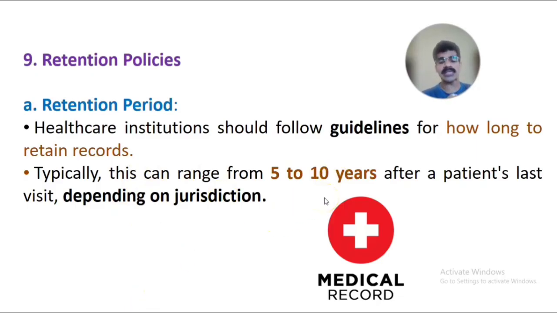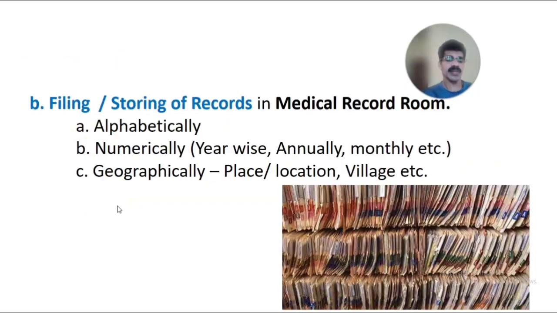Usually a patient health record may be retained for 5 to 10 years after a patient's last visit or discharge from the particular organization, hospital, or healthcare agency, depending on the jurisdiction, the law or legislation. That is the retention period. So the hospital authority has to retain the patient records for that particular period. Under retention policy, the second one is filing or storing of records in the medical record room.